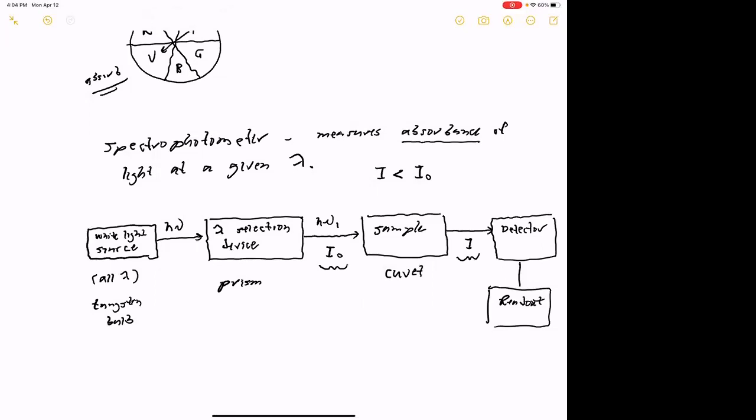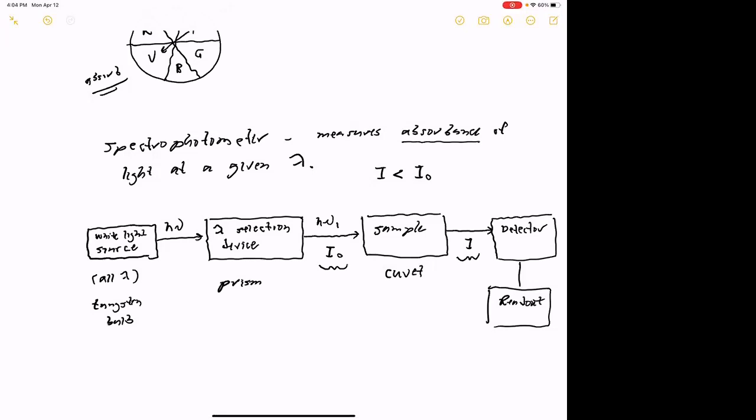And I can do that, for example, by either having the sample present, at which point I measure I, but if I take the sample out, I measure I naught. Okay, and if I have both of those, then I can get the difference between them. Okay, does that make sense to everybody so far?